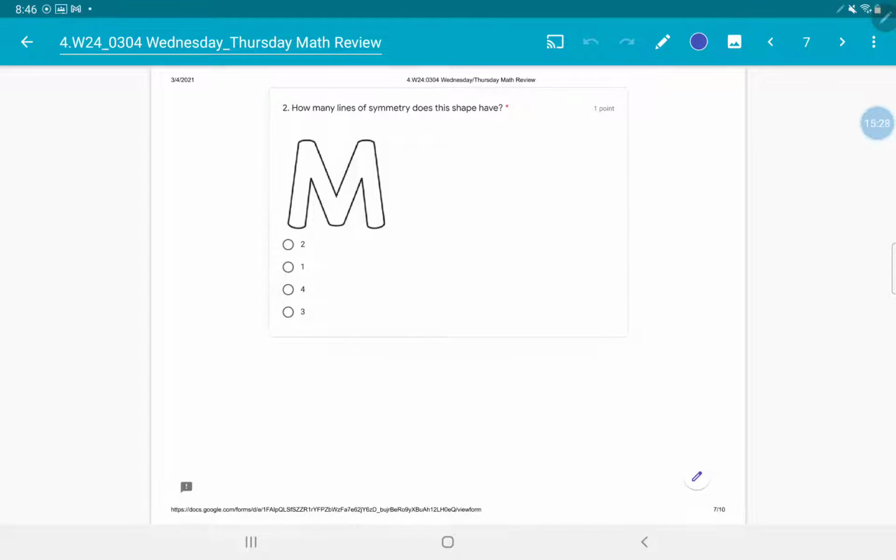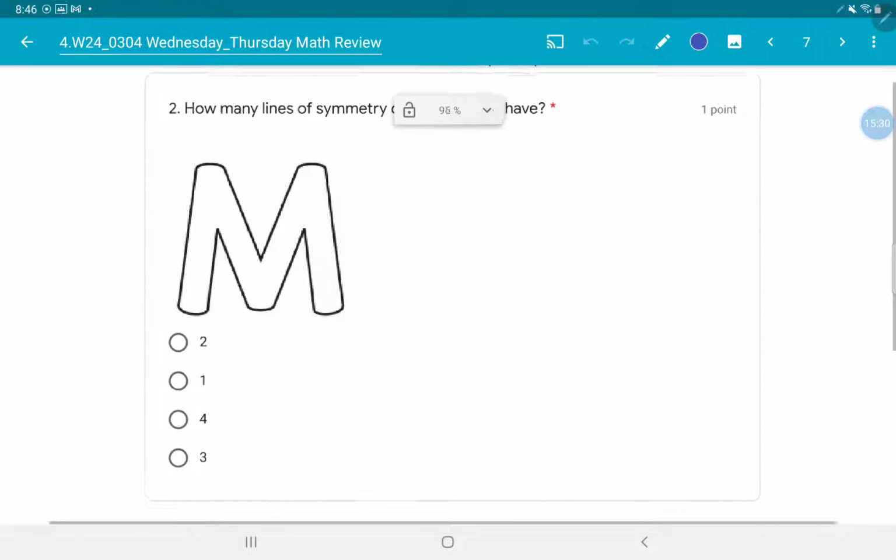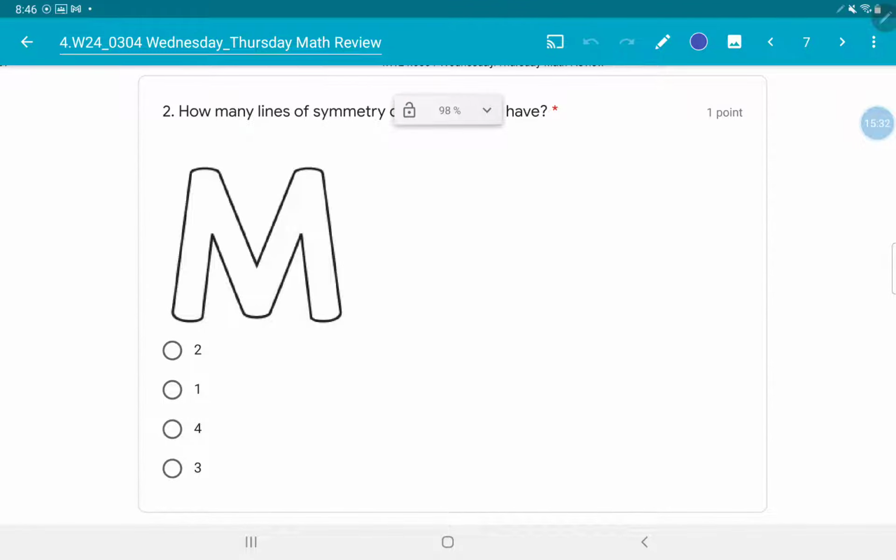This one asks how many lines of symmetry this shape has. At the very beginning of the school year, you did a symmetry project in art. What is symmetry? What is that, Kaden? Yeah, it's where you could split or divide a shape and both sides would be exactly the same. So the line of symmetry shows where that would happen. How many lines of symmetry does this shape have, Kaden?